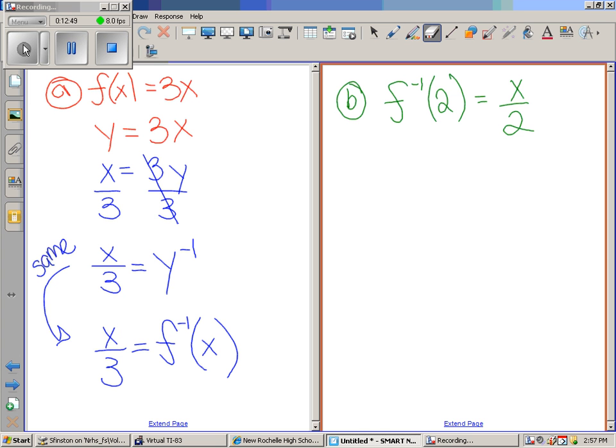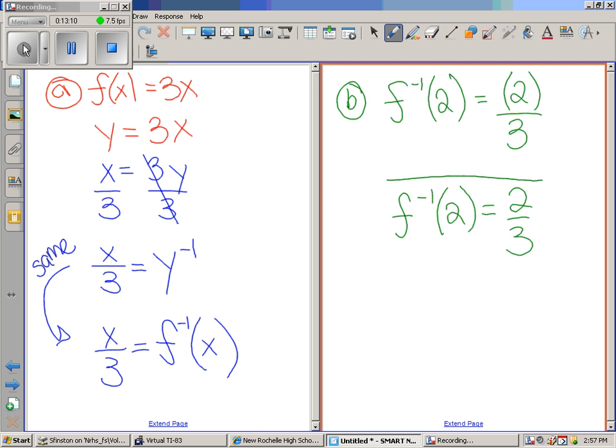No, I'm sorry. What am I thinking? You plug 2 in for x. So the inverse at 2 equals 2/3. That's the answer. Sorry. I got glitched up there for a minute.